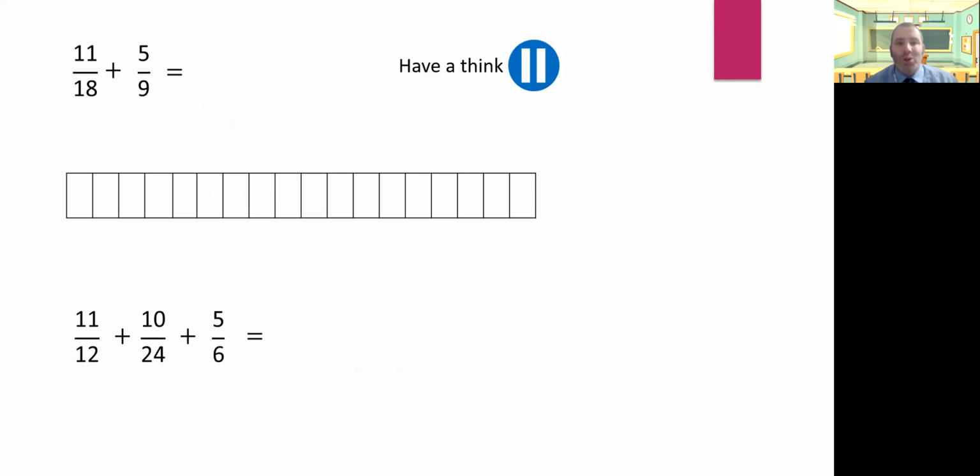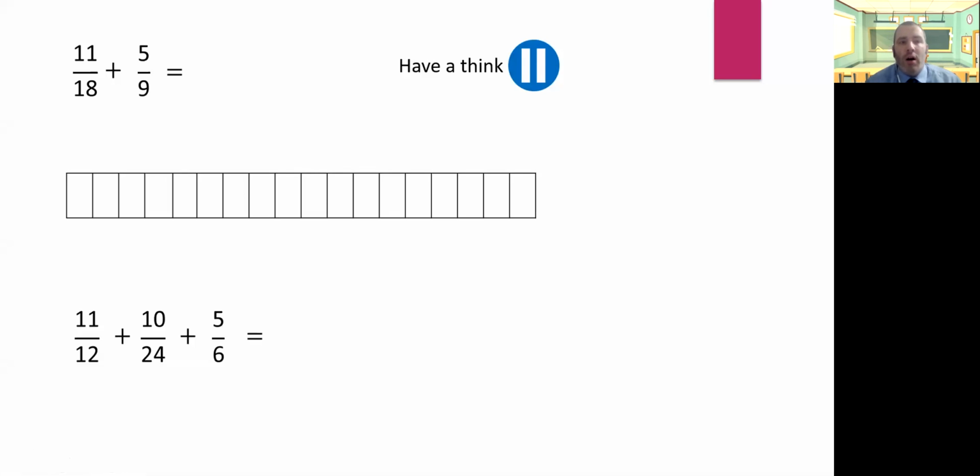So your turn now. Have a think about this one, and then have a think about the second question as well. Pause here to have a go at both of these. Okay, how did we get on with these?